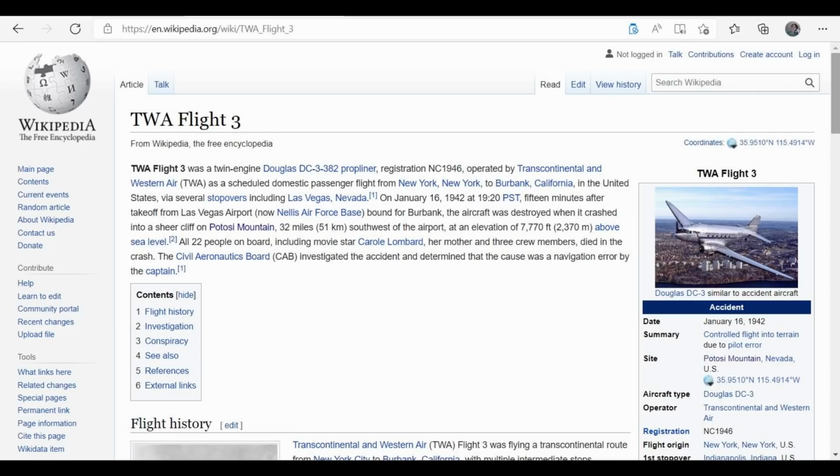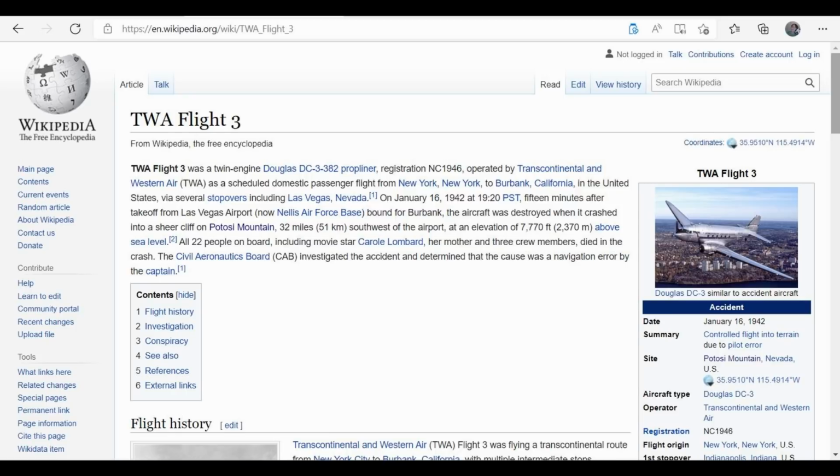Okay, so let's see what happened. TWA Flight 3, twin engine, Douglas DC-3, operated, was on a scheduled domestic passenger flight from New York to Burbank, California, in the United States via several stopovers, including Las Vegas, Nevada.